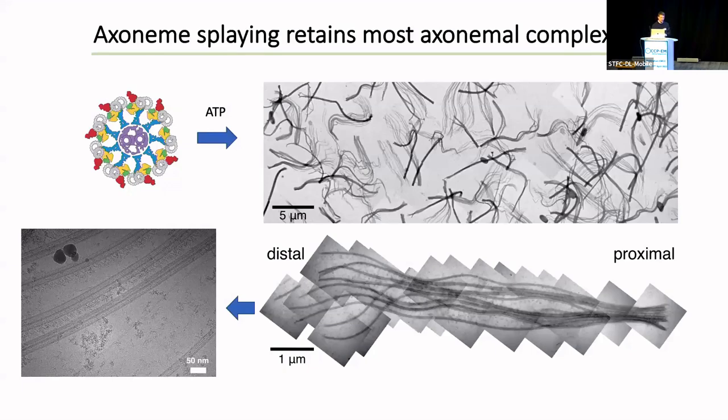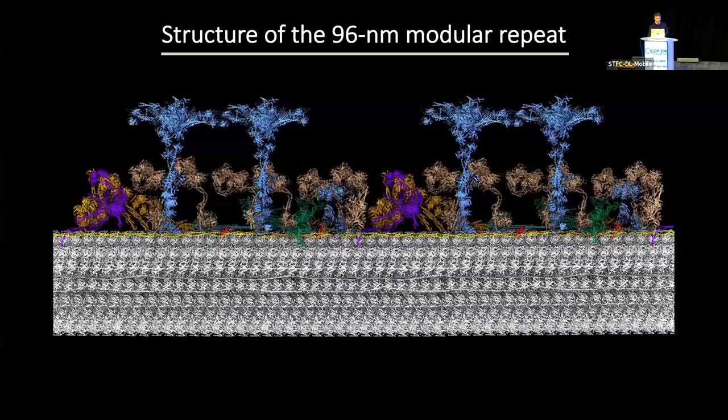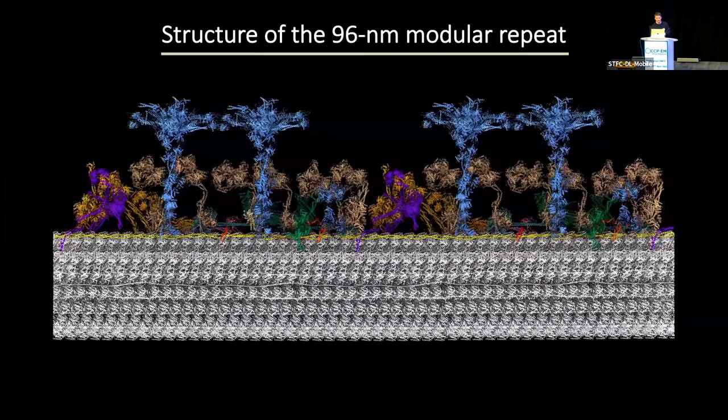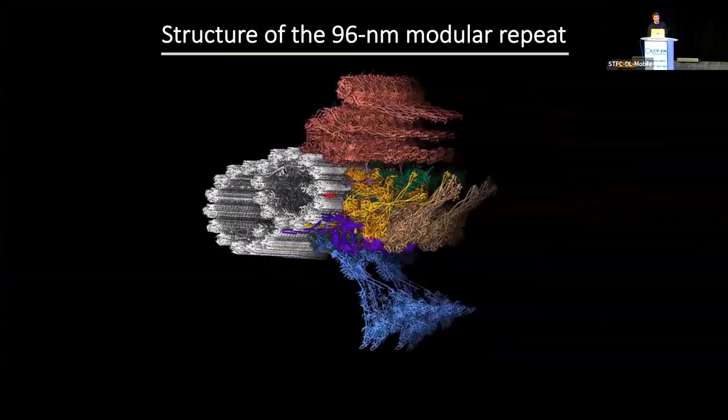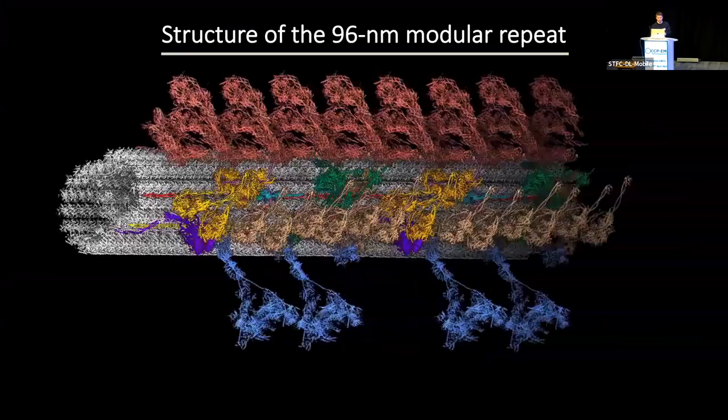And so we spent quite a few months developing a really gentle strategy to, instead of breaking the axoneme apart, just display it so that doublet microtubules over time kind of come apart from one another. And then these doublet microtubules are imageable by single particle cryo-EM. And using this approach and a combination of de novo model building and also AI-guided modeling, we now have a near complete atomic model of the 96 nanometer modular repeat.